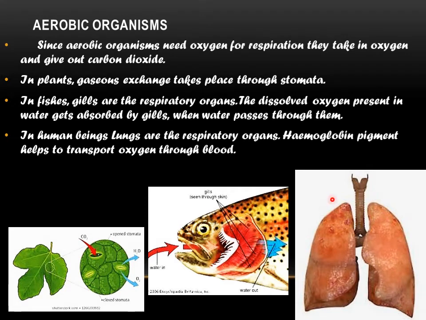Whereas in human beings, lungs are the respiratory organs. Lungs are completely filled with balloon-like structures called alveoli, which are richly supplied with blood vessels. In addition to that, in order to attract oxygen and to transport the oxygen, the RBC of blood contains a pigment called hemoglobin.